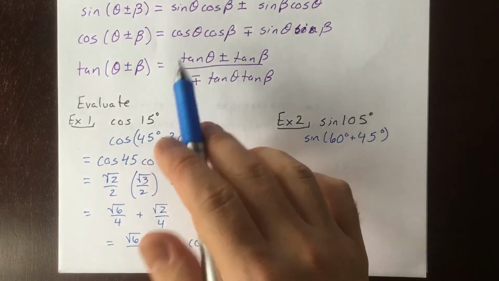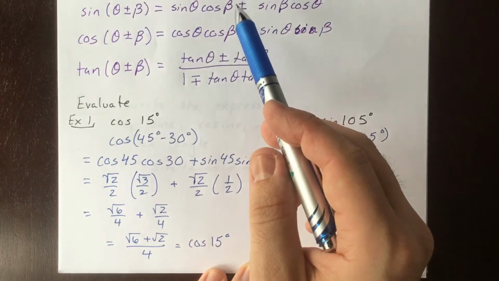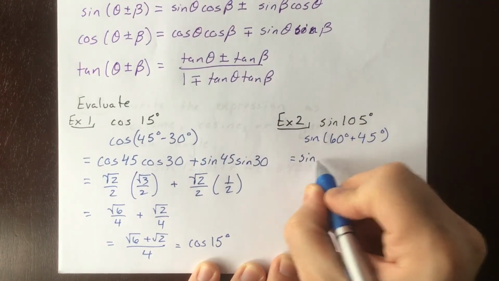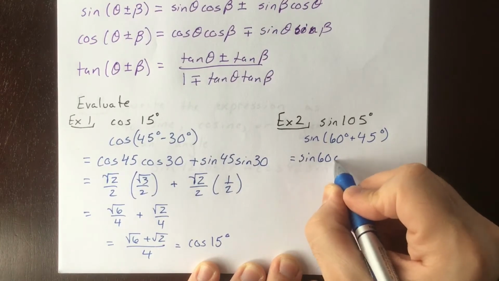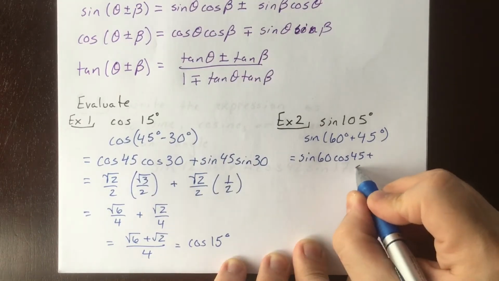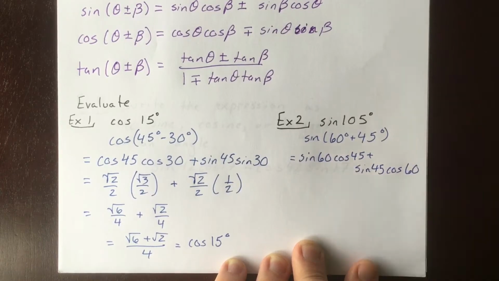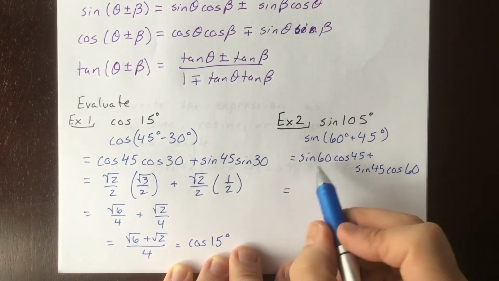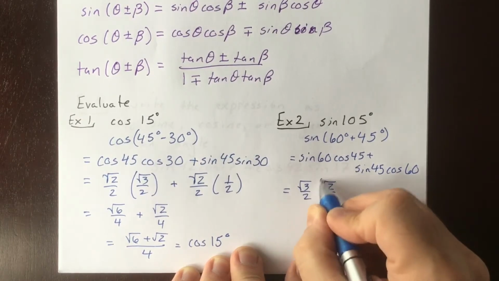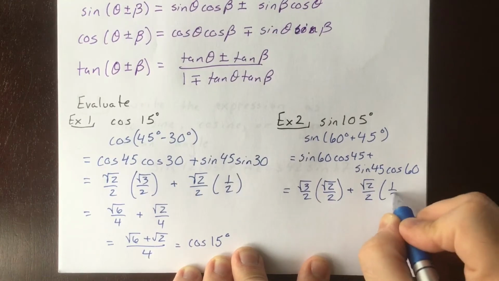So the sine rule: it's sine, cosine, and the signs are the same. So we're adding here, we're going to be adding in our process. Sine of 60, cosine of 45, signs are the same. Sine of 45, cosine of 60. And using our unit circle, sine of 60 is square root of 3 over 2, cosine of 45 is square root of 2 over 2, and then square root of 2 over 2, and then 1/2.